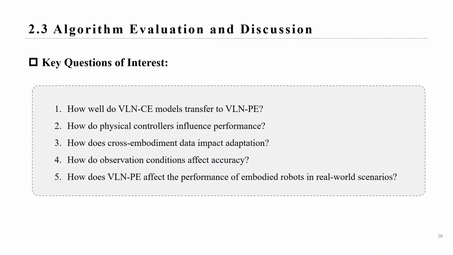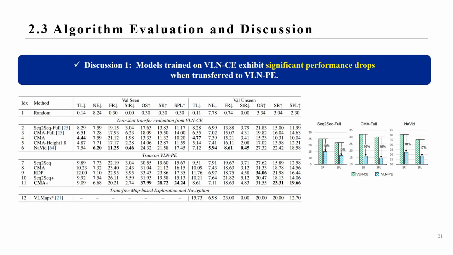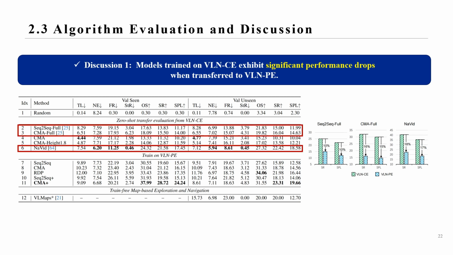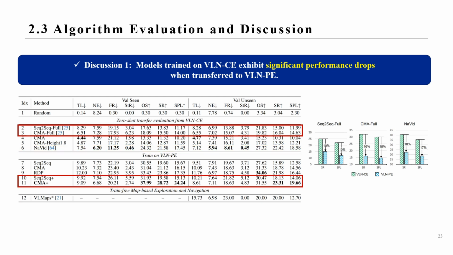During algorithm evaluation and discussion, several key questions arise. Discussion 1. Models trained on VLN-CE show significant performance drops when transferred to VLN-PE. For example, the 3 classic classification models show an average success rate drop of 15% when directly transferred. Training small models on a small amount of VLN-PE data can even outperform classic models trained with large-scale data augmentation.